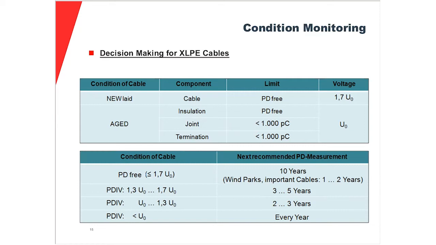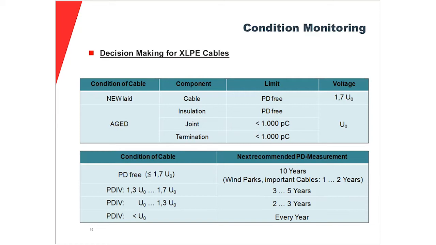If you have an aged cable, you may see some partial discharge, but the critical amount of partial discharge in both joints and termination you would like to have below 1000 picocoulomb at U0. If it is above, you need to action.